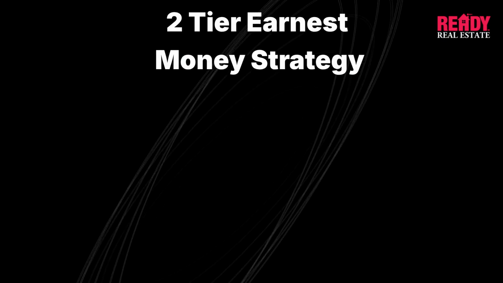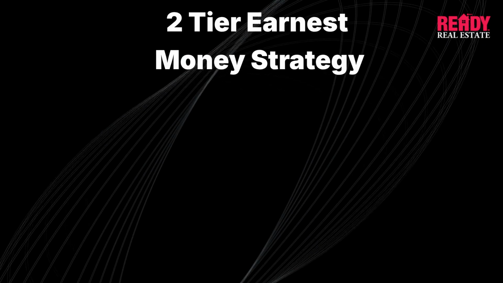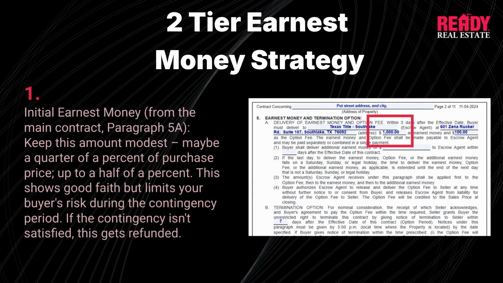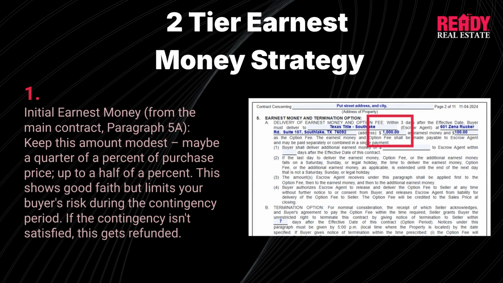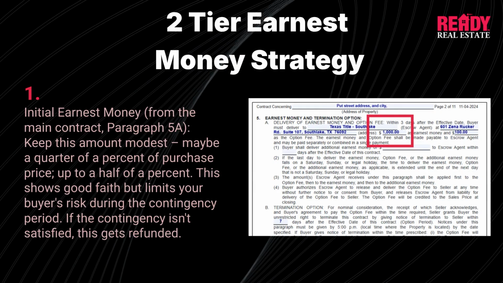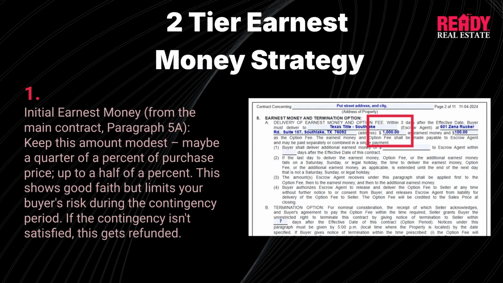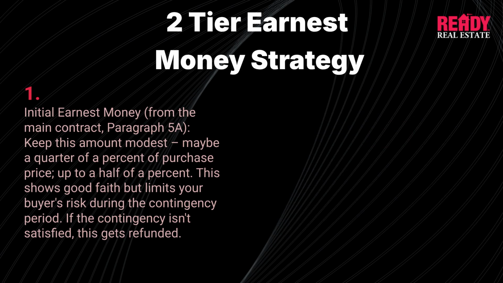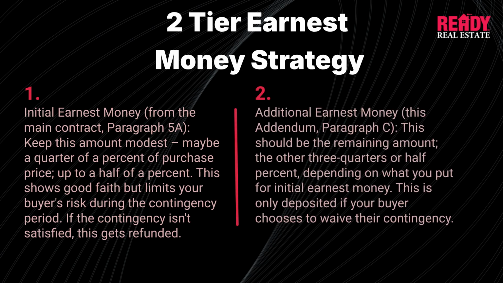When using this addendum, structure your earnest money in 2 parts. Number 1, initial earnest money from the main contract, paragraph 5A. Keep this amount modest, maybe 0.25% of the purchase price up to 0.5%. This shows good faith but limits your buyer's risk during the contingency period. If the contingency isn't satisfied, this gets refunded. You want to protect your buyer's money? Remember, you're a fiduciary.